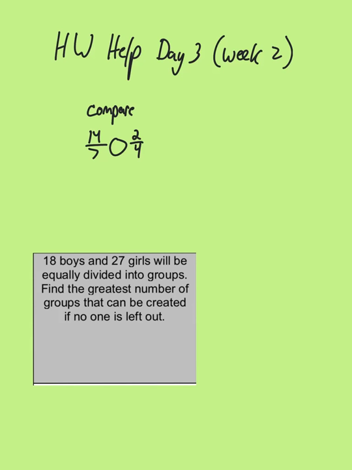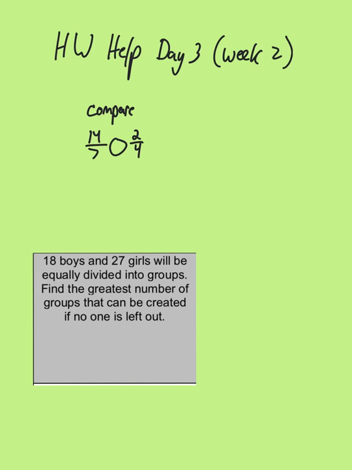All right, we're going to do some homework help. This is week 2, day 3 homework. So the two shaded problems I'm going to help you with are right on your paper. And the first one says to compare 14 over 7 with 2/4 using greater than, less than, or equal to.